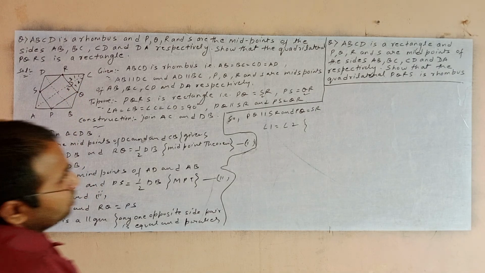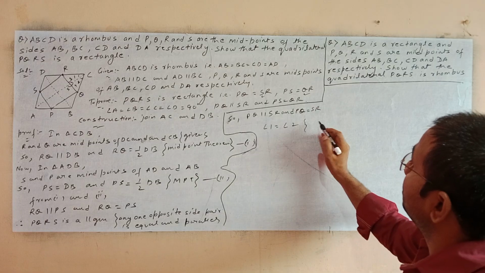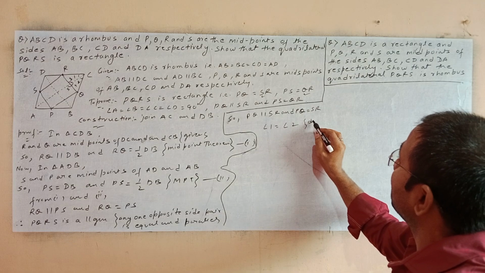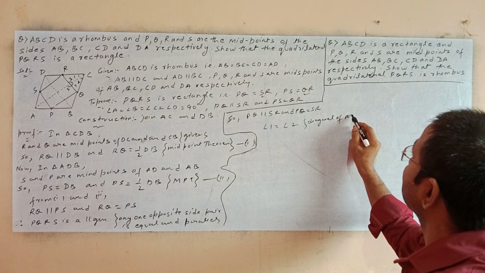So write down: angle 1 is equal to angle 2 because of the diagonal of a rhombus.